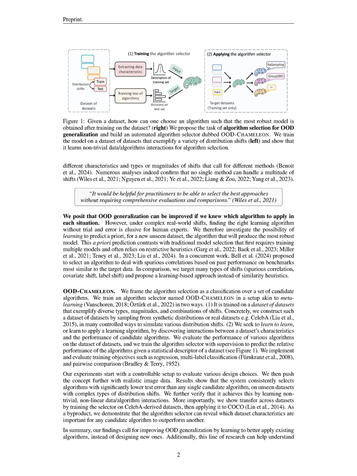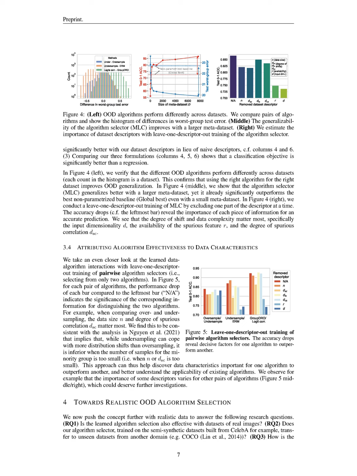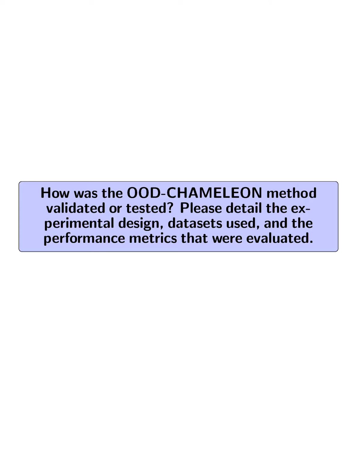Empirical results demonstrate that OOD-CHAMELEON consistently selects algorithms that yield lower test errors than any single candidate algorithm, showcasing its effectiveness in improving OOD generalization. Additionally, the method reveals important dataset characteristics that influence algorithm performance, enhancing our understanding of existing algorithms' applicability under diverse conditions. How was the OOD-CHAMELEON method validated or tested? Please detail the experimental design, datasets used, and the performance metrics that were evaluated.